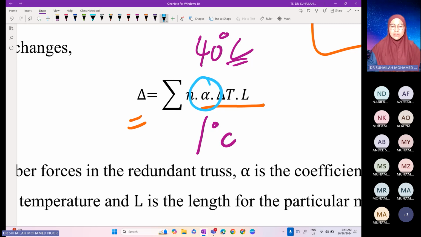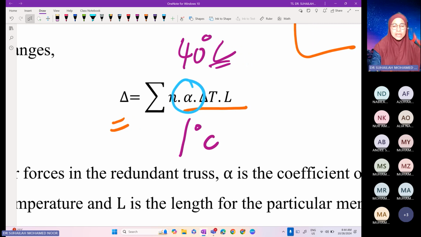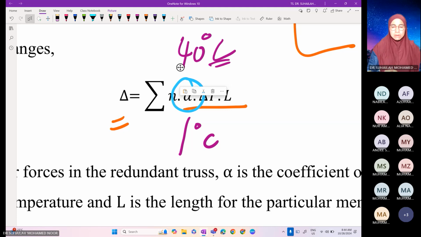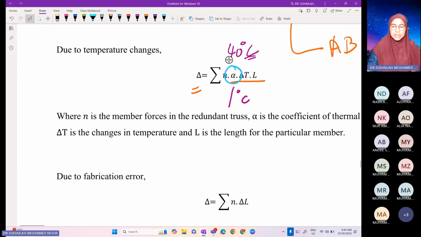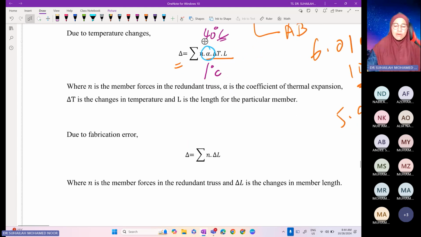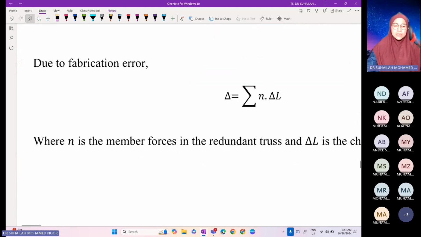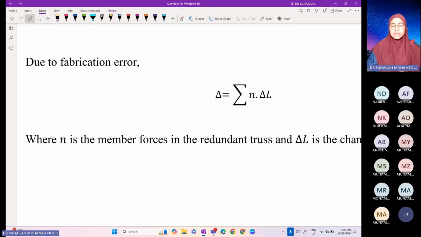Sebab displacement unit dia always in meter. So dia kena cancelkan lah. Selain daripada tu dia kena cancelkan. So kita akan remain in unit meter lah, kalau for deflection. Okay, so fabrication error quite simple, dia punya formula quite straightforward and simple.